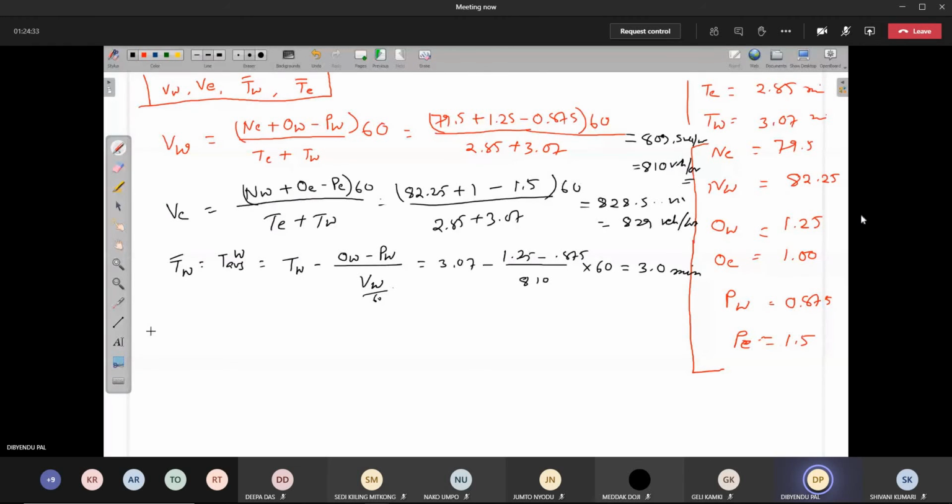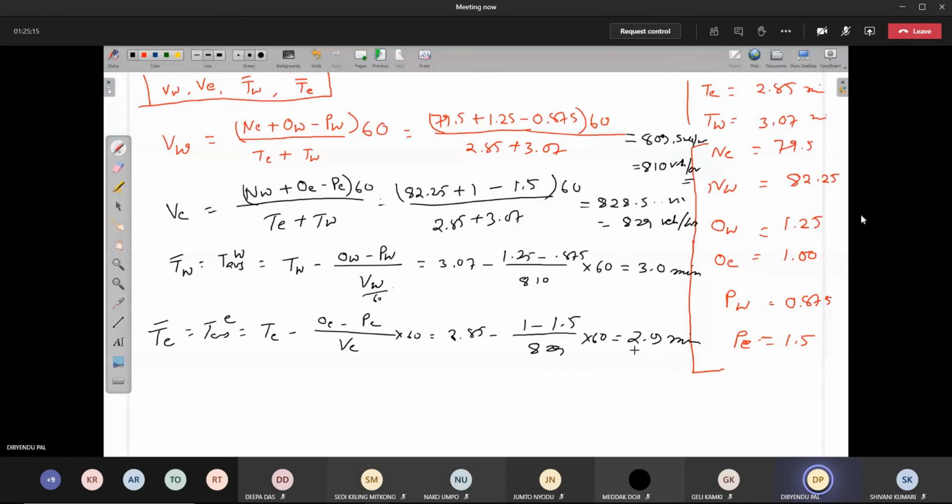Similarly, I can calculate TE average, or I can write the average time in this direction. It will be equal to TE minus OE minus PE divided by VE, multiplied by 60. So TE is how much? 2.85 minus OE 1 and PE 1.5, divided by how many vehicles were there? 829 into 60. You can see that it comes to 2.9.